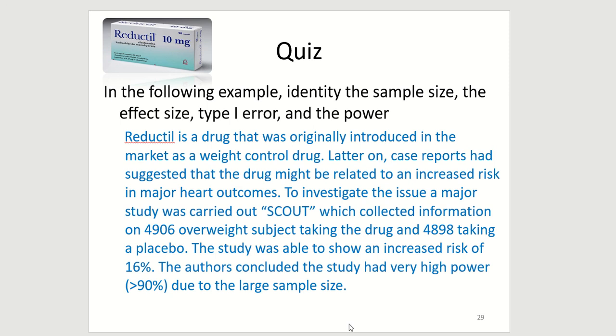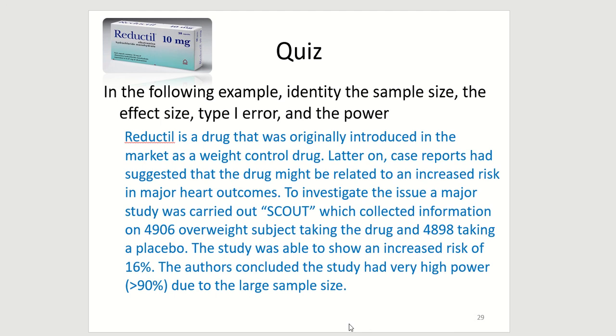Reductil is a drug that was originally introduced in the market as a weight control drug. Later on, case reports had suggested that the drug might be related to increased risk in major heart outcomes. To investigate the issue, a major study was carried out called the SCOUT, which collected information on 4,906 overweight subjects taking the drug and 4,898 taking a placebo. The study was able to show an increased risk of 16% in the heart outcomes. The authors concluded the study had very high power, more than 90%, due to the large sample size.